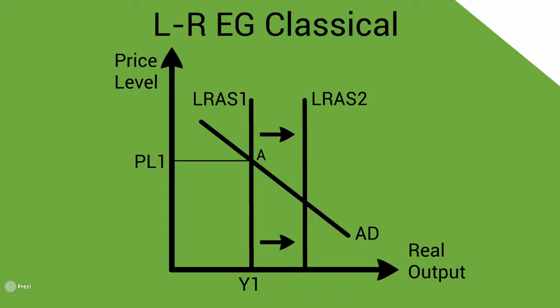For the same level of aggregate demand, the economy will be in equilibrium at point B, which is where the price level is lower at PL2 rather than PL1, and output is higher. Output is now Y2 rather than Y1. The long-run economic growth is represented by the movement from Y1 to Y2. The economy has grown by a real level of national output of Y2 minus Y1, and this was all facilitated by supply-side policies increasing the productive potential of the economy.